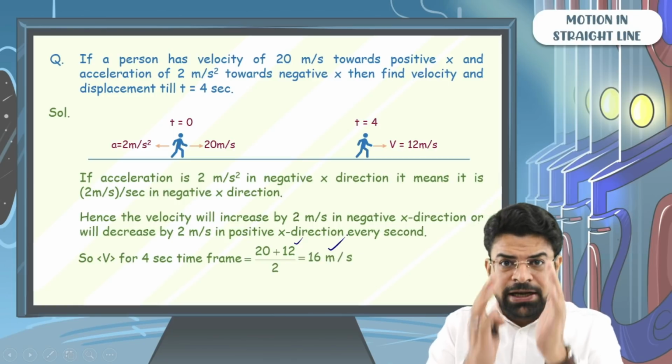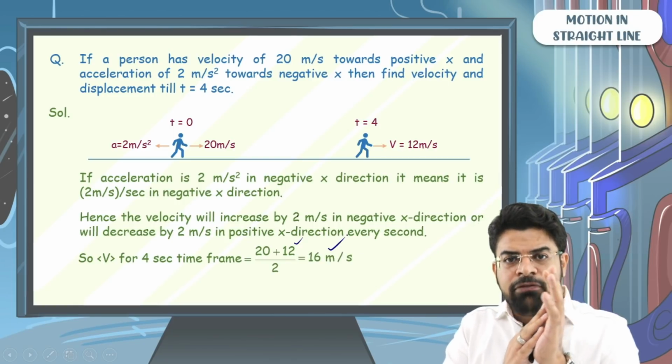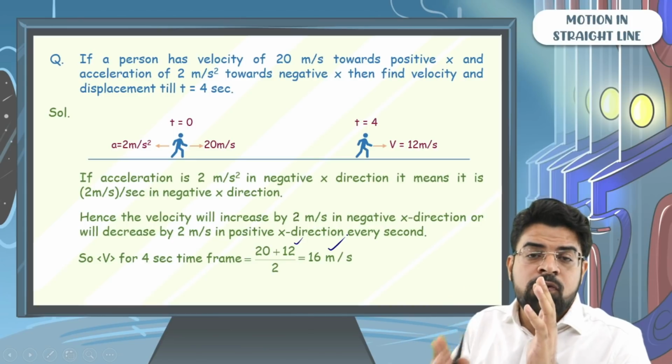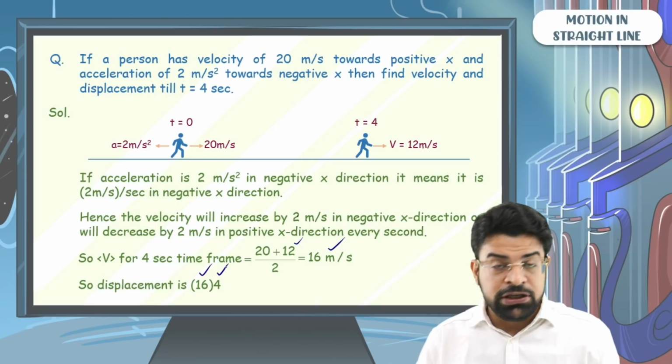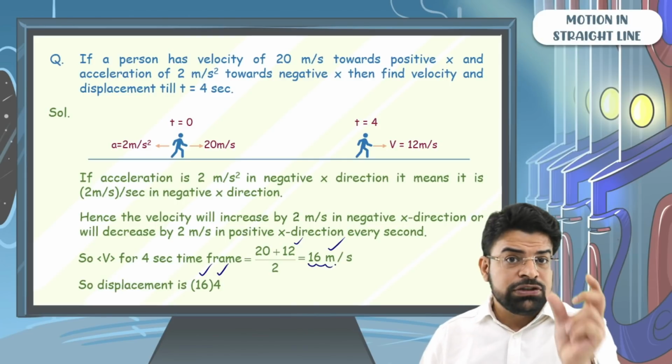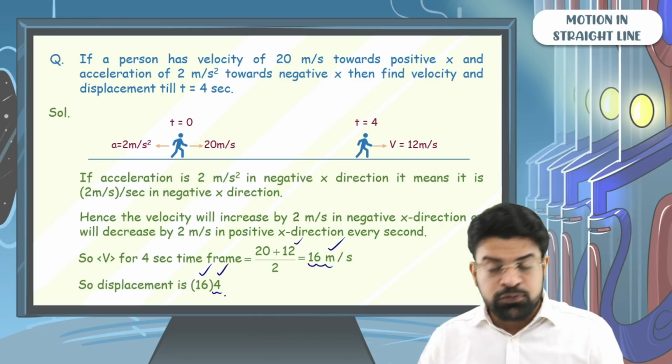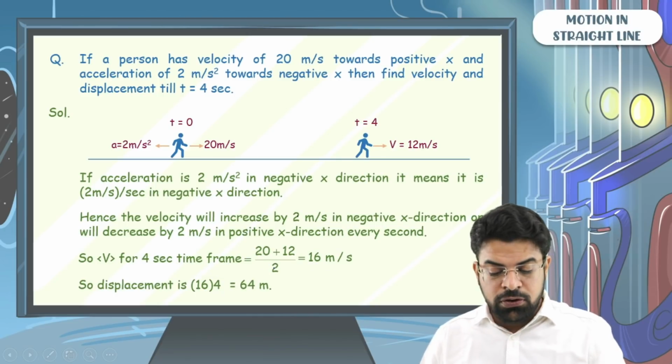So you should treat the velocity to be average 16 meter per second for this 4-second time frame. So what will be the displacement? Displacement has to be equal to average velocity into time. The average velocity for this 4-second time frame is 16. The time frame is 4, so you get 16 into 4, that is 64 meter.